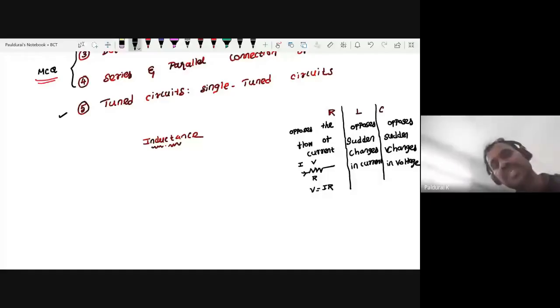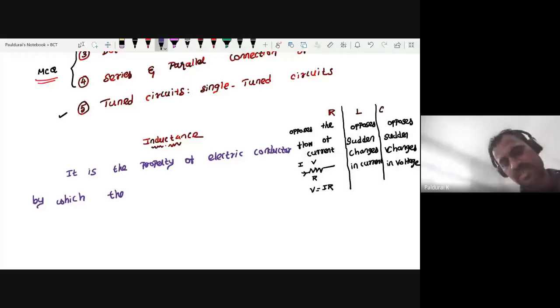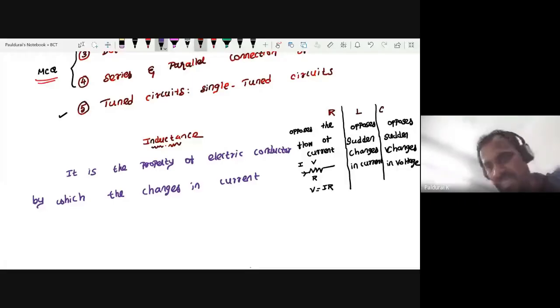Okay, so now coming to inductance. Let me give the definition first. Inductance is the property of an electric conductor by which, as I told earlier, the change in current is opposed. Listen carefully: it opposes the flow of current, which definitely creates some voltage. So it opposes sudden changes in current.